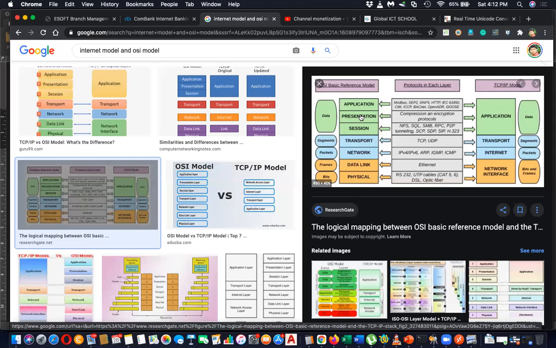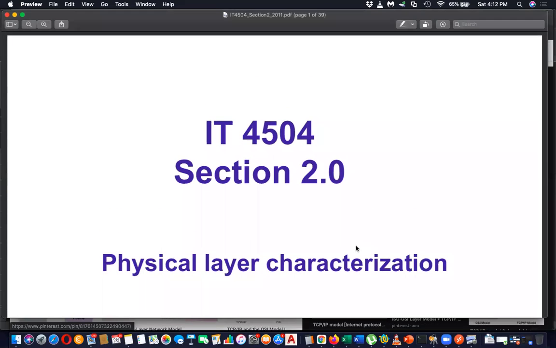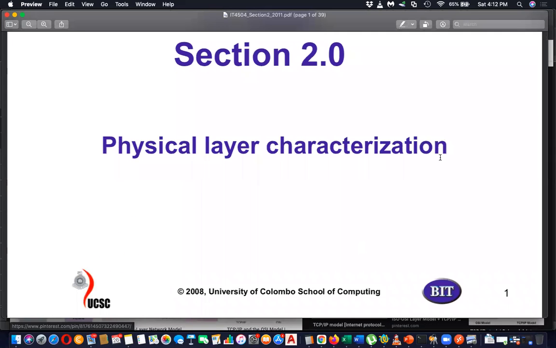Okay, so now I think you have a clear idea of these two models. So let's move. So here in the TCP/IP model or internet model anyway, whatever, it discusses the physical layer characterizations. Physical layer means the last layer or the bottom layer. Okay, let's move.